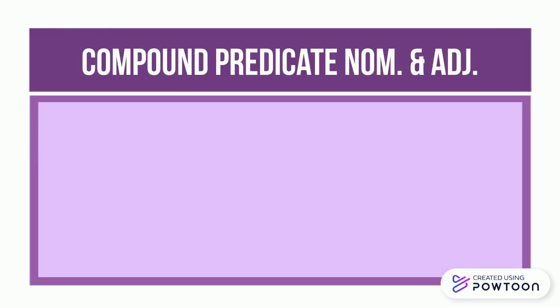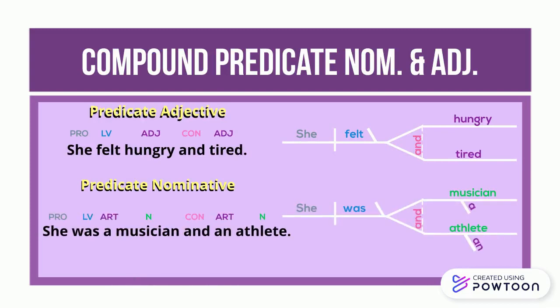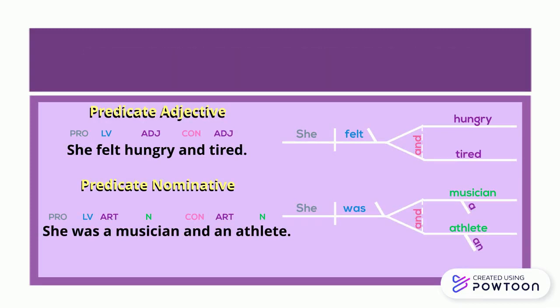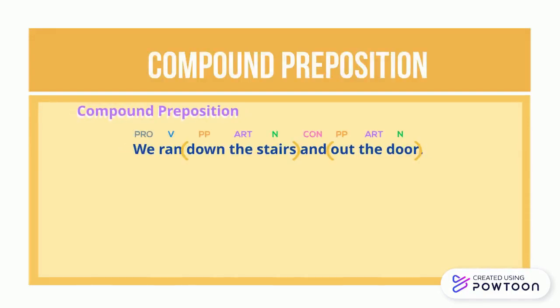Compound predicate nominatives or predicate adjectives are diagrammed the same. She felt hungry and tired, or she was a musician and an athlete. To diagram a compound prepositional phrase, you diagram both prepositional phrases, and then you connect them with a dotted line and a conjunction.